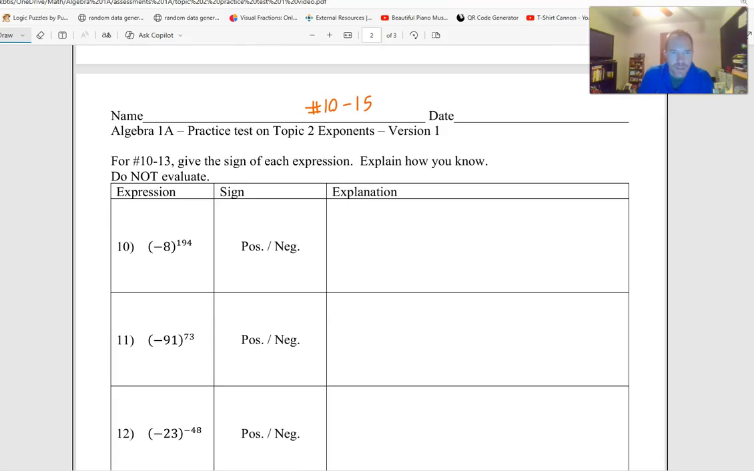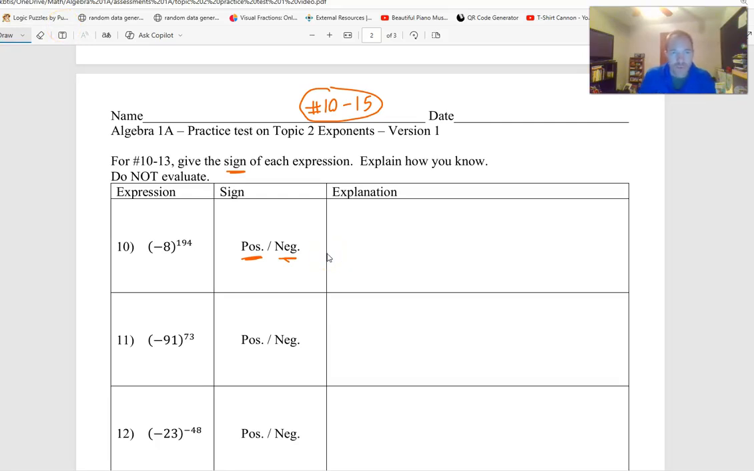This one, we're still working on the practice test for topic 2, covering exponents, version 1 of the practice test. But in this video, we are going to cover the second page, 10 through 15. So our instructions for 10 through 13 say we're going to give the sign of each expression and explain how you know. So we're set up for the sign to either be positive or negative. We do not have to evaluate, meaning we don't have to perform the repeated multiplication or division, but we just have to say if it would come out positive or negative and give a reason, give an explanation. So number 10, we have negative 8 to the 194th power.